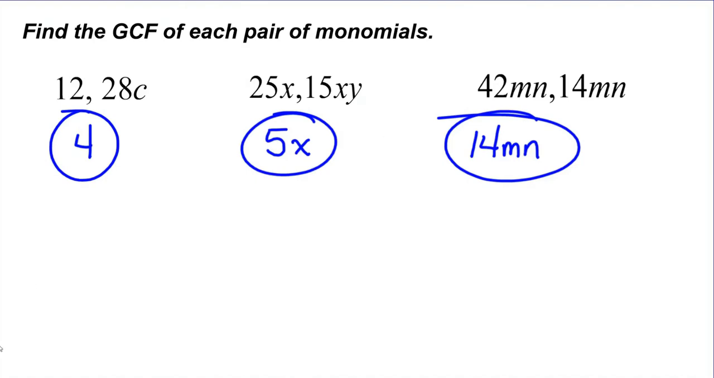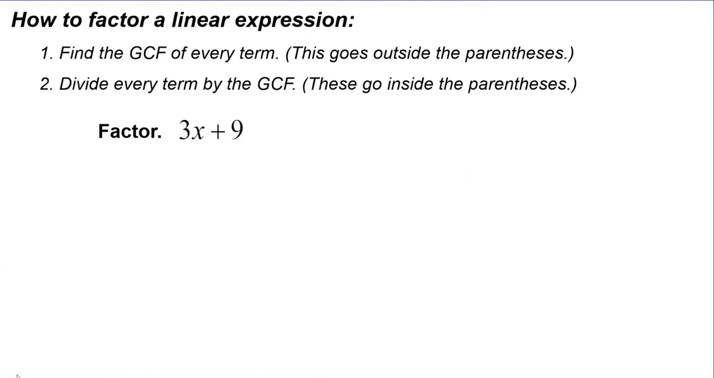So now that we know how to find greatest common factors, we can use that to factor a linear expression. How do you do that? You're going to find the greatest common factor of every term in the expression, and this is what's going to end up going outside the parentheses. So kind of think of the reverse distributive property. Now we're going to introduce parentheses, whereas with the distributive property, we got rid of them. So we're going to pull out that greatest common factor and then figure out what goes inside the parentheses. And to do that, that's step 2. We're going to divide every term by the GCF. These go inside the parentheses.